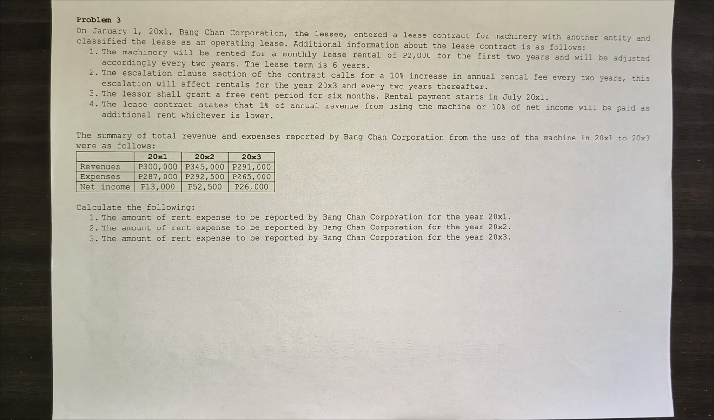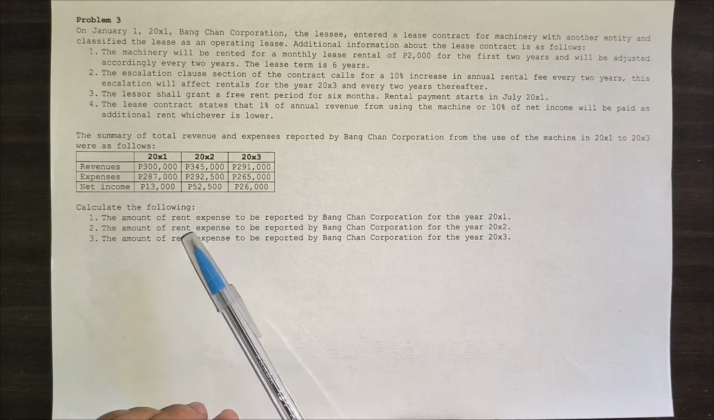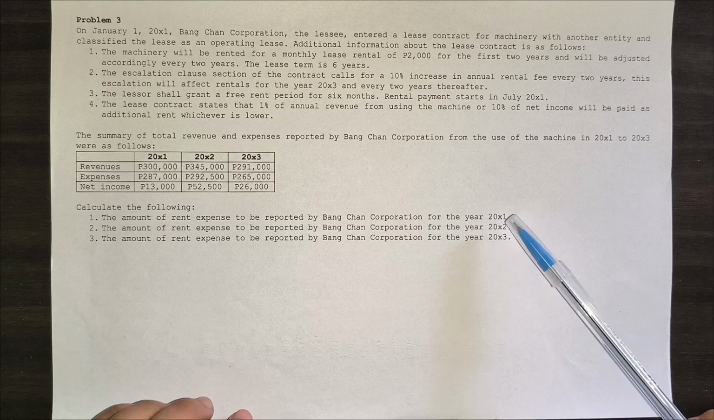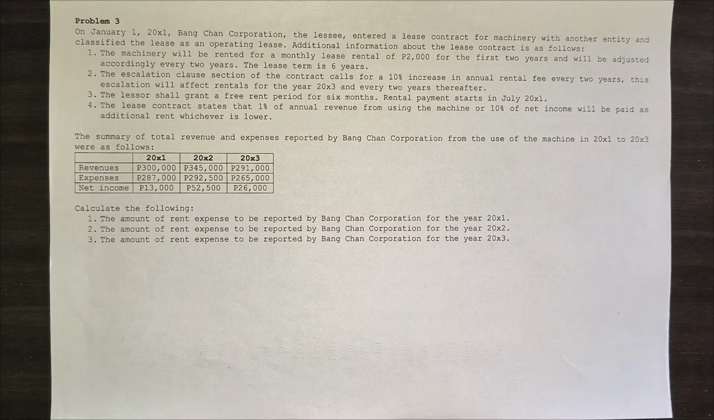Ayun, class, no? So we're down na to our last problem for operating lease model under ng Lessee's accounting. So problem number 3, ayan, medyo comprehensive siya ng konti compared dun sa last two problems na diniscuss natin dun sa previous video tutorial, no? So itong problem number 3, meron itong 3 questions. Number 1, the amount of rent expense to be reported by Bangchan Corporation for the year 20X1, 20X2, and 20X3.